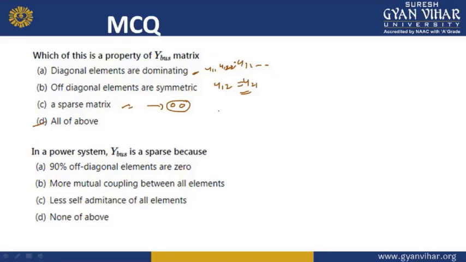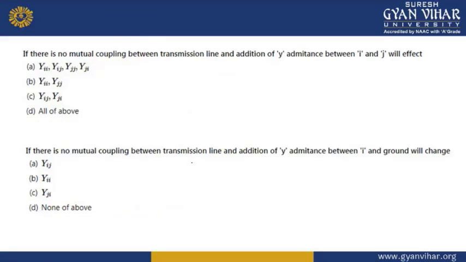Now the next question. A power system Ybus is sparse because: 90% of the off diagonal elements are zero, mutual coupling between the elements is zero, or less self admittance? Just tell me. I've just recently explained it to you. The answer is 90% of off diagonal elements are zero. I've told you that two nodes are not necessarily connected in a power system. If there is no mutual coupling between the transmission lines, the addition of admittance between I and J will affect what?